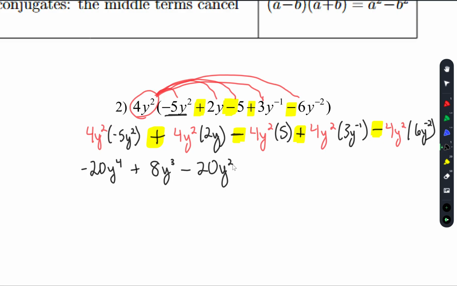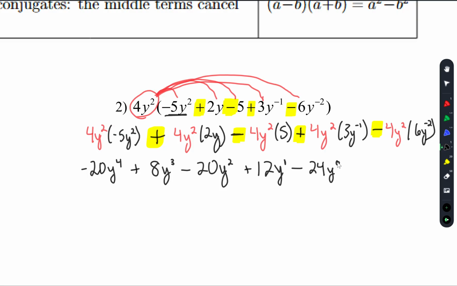And then this is where it's kind of weird, because you get 12, but then you add the exponent. So even though it's negative, it's still the same rule. You're going to go 2 plus negative 1, so it's just 1. You can write it as 1 as an exponent, but you don't really need to. And then minus 24.